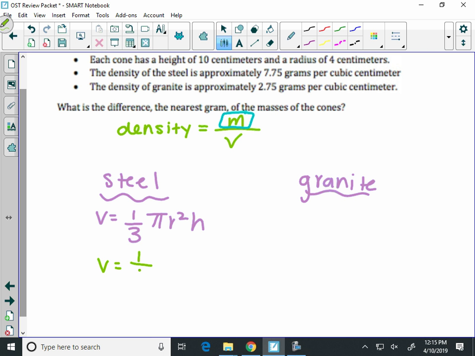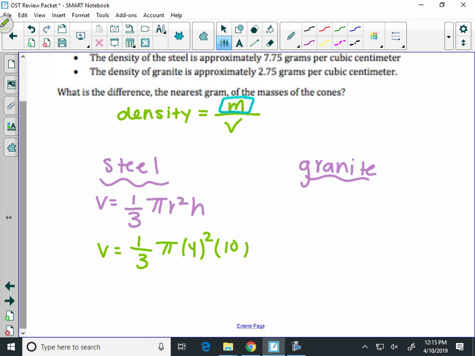What was the radius of each cone? 4. And the height of each cone was what? 10. And this is great because even though they're different materials, if the cones have the same exact height and radius, aren't their volumes going to be exactly the same? Yeah. So you just have to find the volume one time, and that's the volume for both figures.